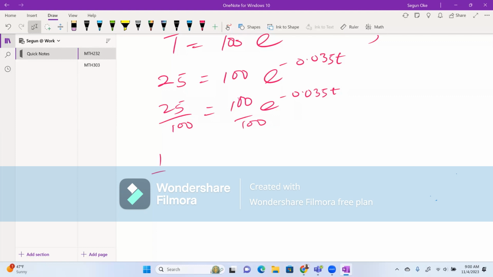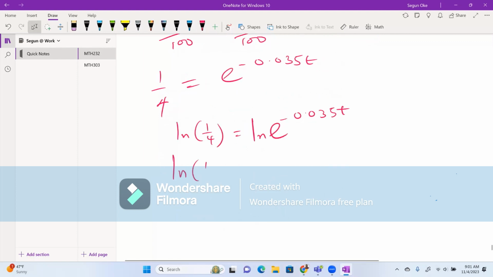Yes, continue. What is your small t? Calculate it. You have 1 over 4 equals exponential minus 0.035t. Remember, you take the ln of both sides: ln 1 over 4 equals ln exponential minus 0.035t. So what do we have? This one we have ln 1 over 4 equals, this we cancel, you have minus 0.035t.